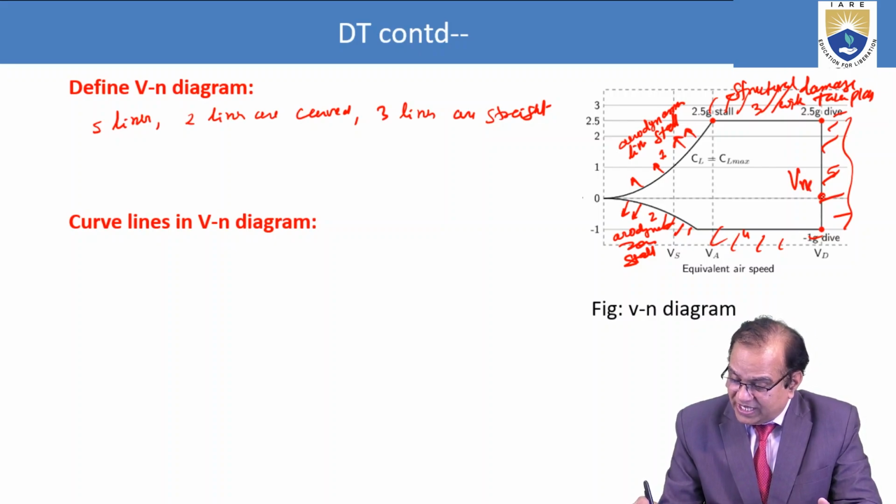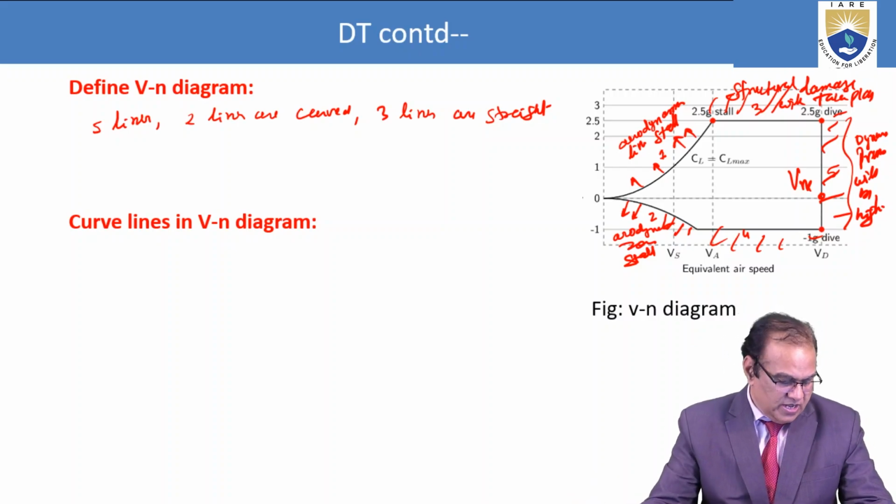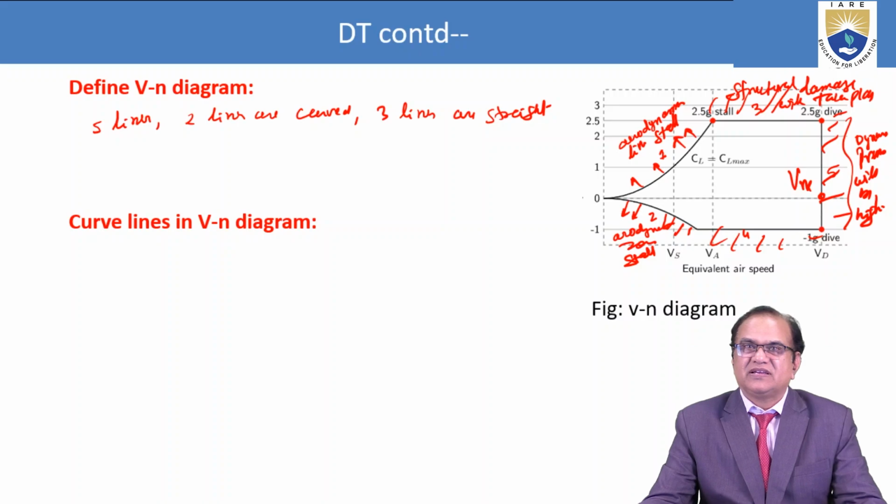If you are going above this speed, your dynamic pressure will be high, so you are not going to get that much.